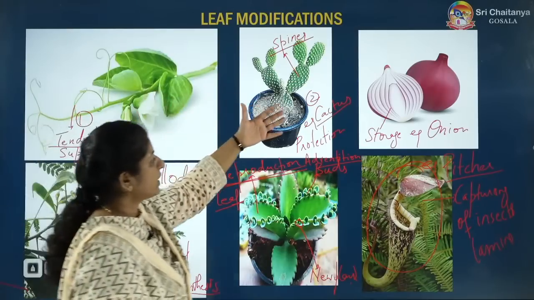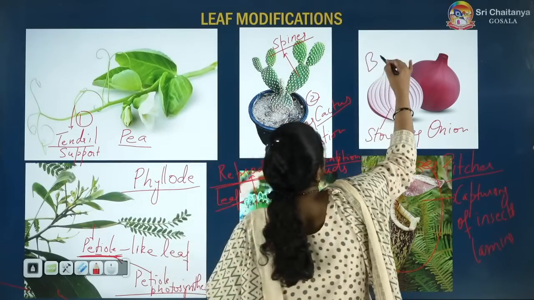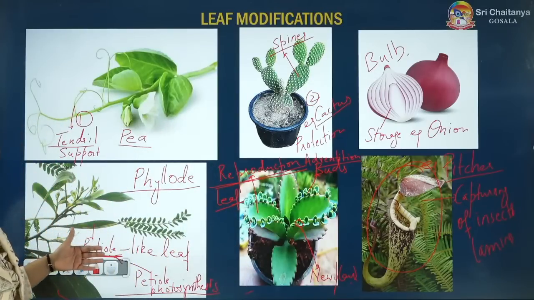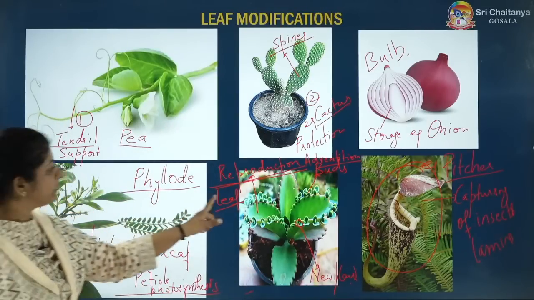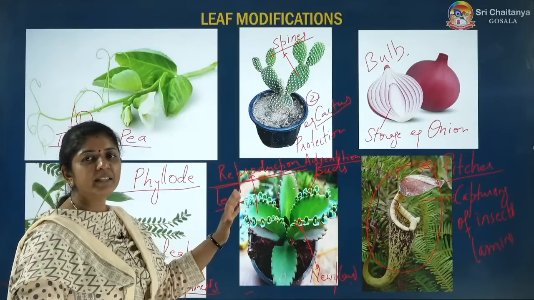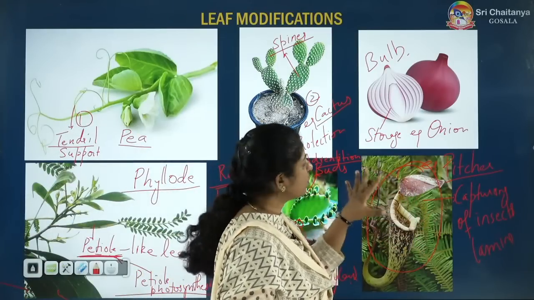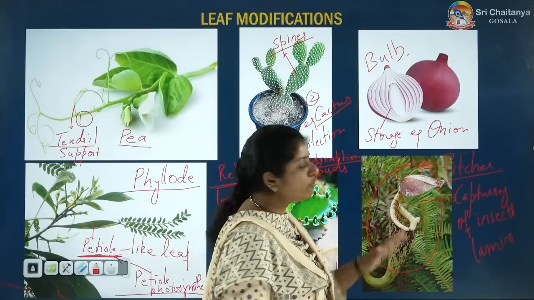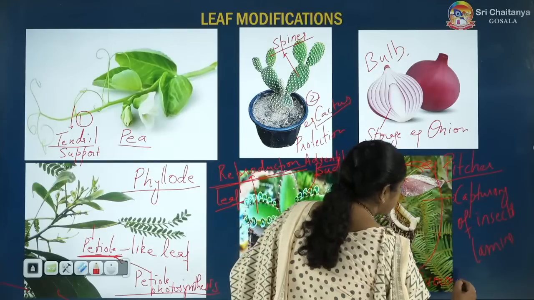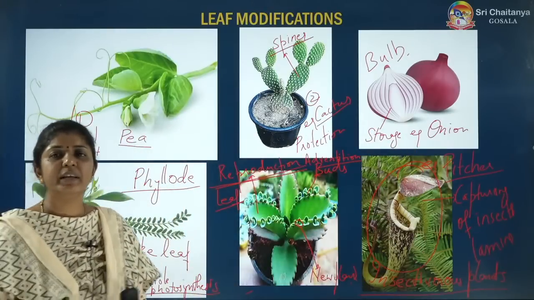Tendril, what is that? Spines, storage. For that, what you call it is bulb. And here, what is that? Phyllodes, for modification of the petiole part. Then reproduction, but not sexual by male and female, only by the leaves, right? Then this pitcher, which is going to capture the insect, is an insectivorous plant. Which plant? Insectivorous plants. Fine. So this is about the leaf modifications.